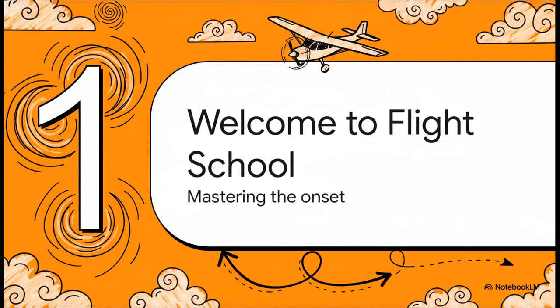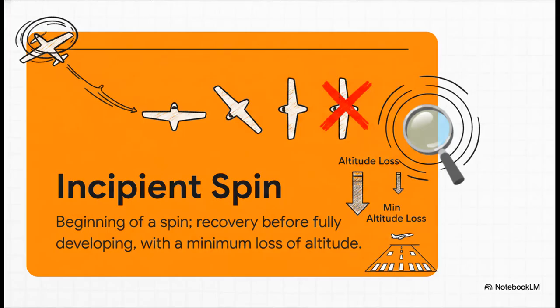Welcome to flight school, where we're going to master the onset of the spin. Now, you might already know that fully developed spins are straight up prohibited in a lot of training airplanes, but mastering the incipient spin, that is absolutely vital. So what is it exactly? Well, incipient basically just means the very beginning or onset. So we're focusing entirely on recognizing that early onset and pulling off a recovery before things get out of hand and a full spin locks in.